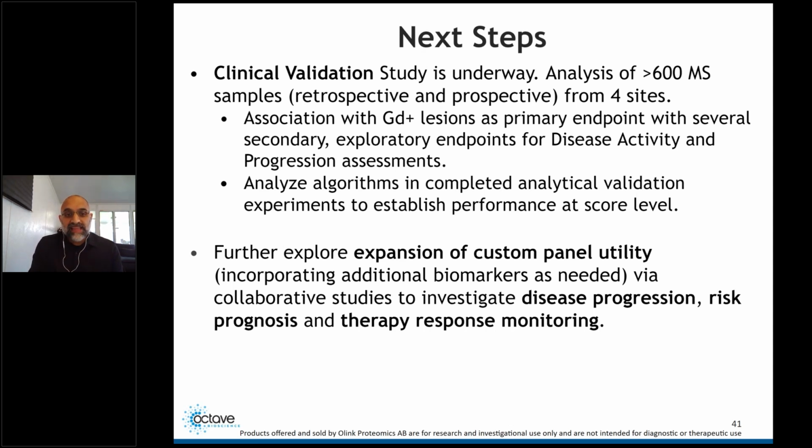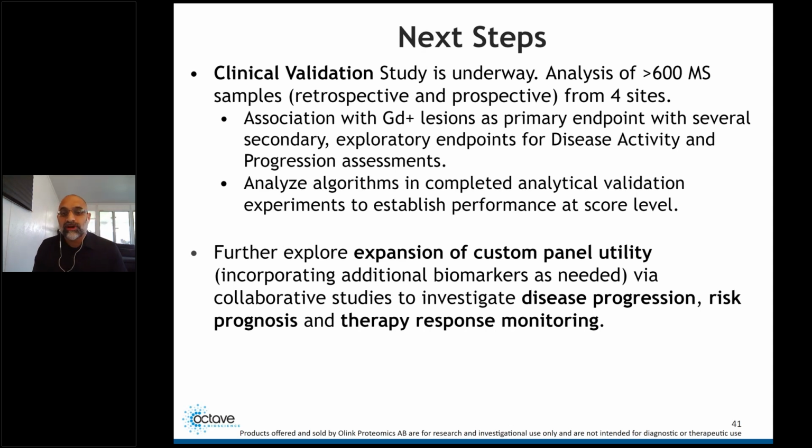When we finalize the algorithms, we will then analyze them in our completed analytical validation experiments to establish performance at the algorithmic score level. The results that I shared earlier were looking at performance of our algorithms at a univariate, at the individual biomarker level. So we'll also evaluate our algorithm scores for analytical validation performance specifications.